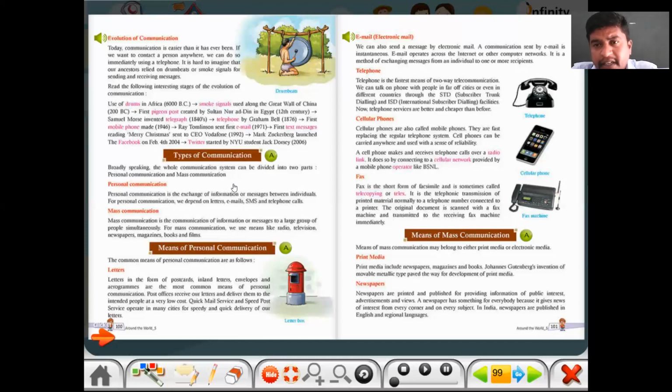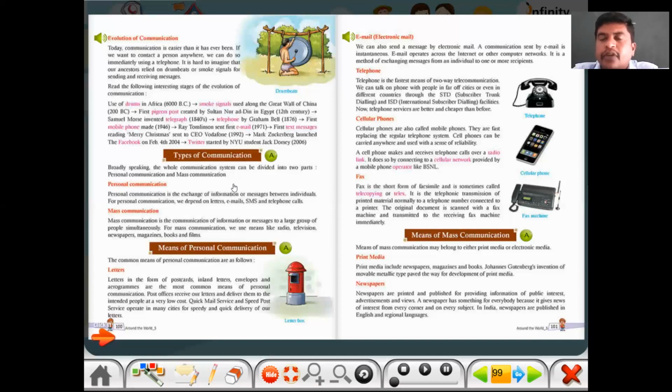What is meant by STD? Subscriber trunk dialing. That is called STD. We can talk to the people who have been living in America and other countries of the world. But today we have been using mobile. In mobile, if we use a zero, we can contact any state. We can call, right? And ISD, international subscriber dialing.